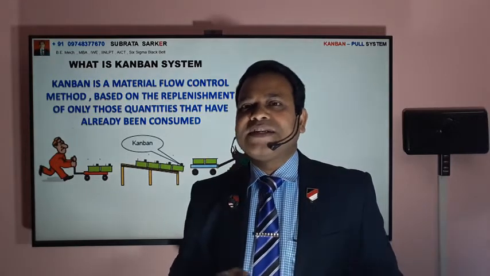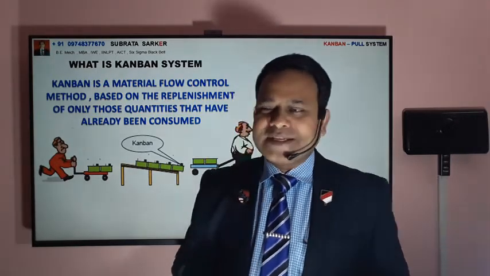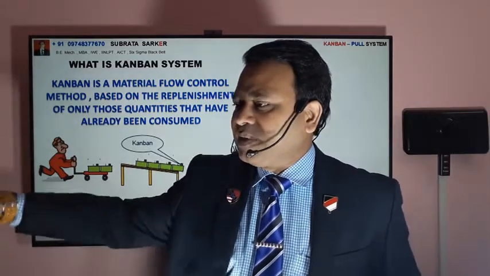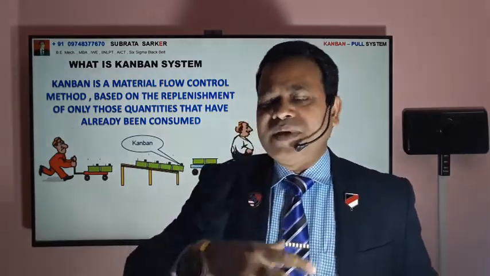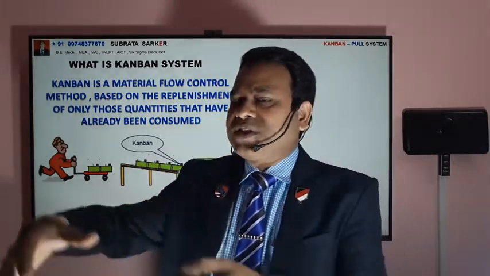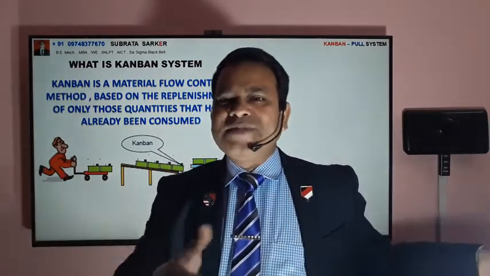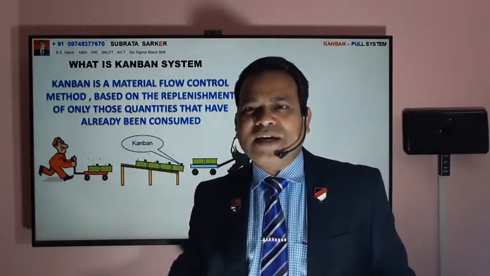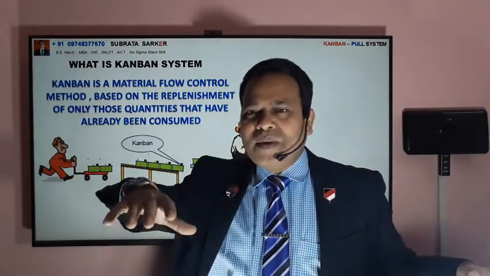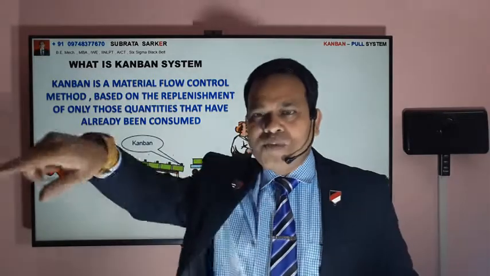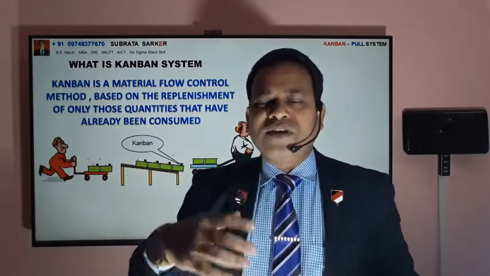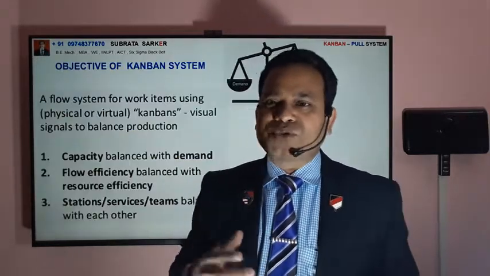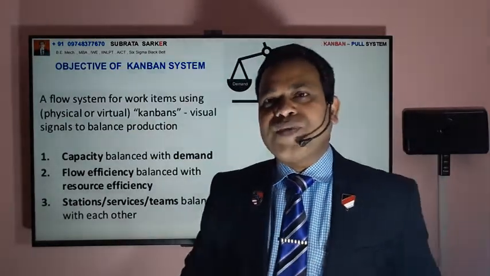Stations, services, and teams must balance with each other. It's not that in one station people are making the component and the next station cannot keep up, so the components which are ready get stuck in the second station. That is totally disbalanced manufacturing. Kanban doesn't allow that. Kanban keeps the whole production cycle balanced, including the company supply chain and components sourcing from vendors or suppliers.